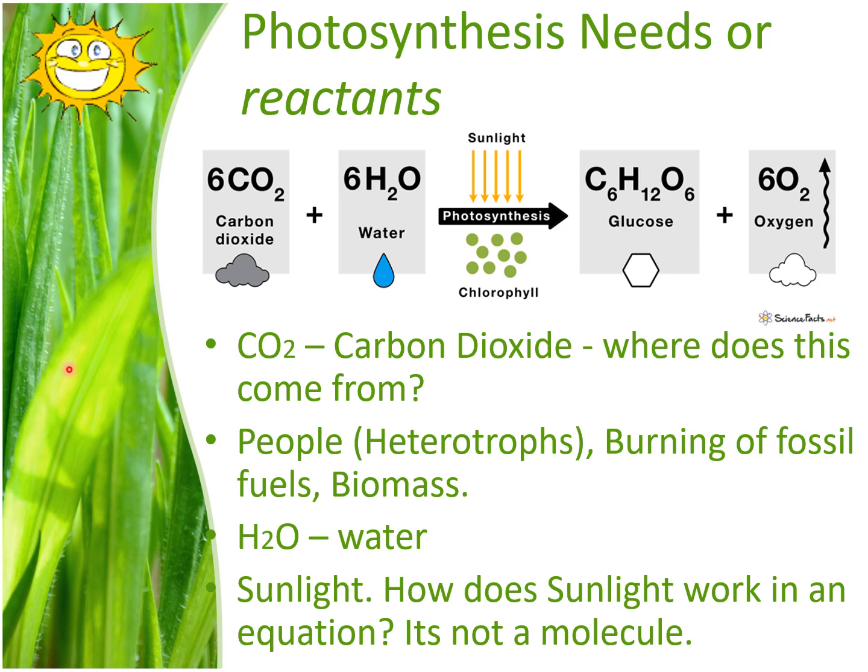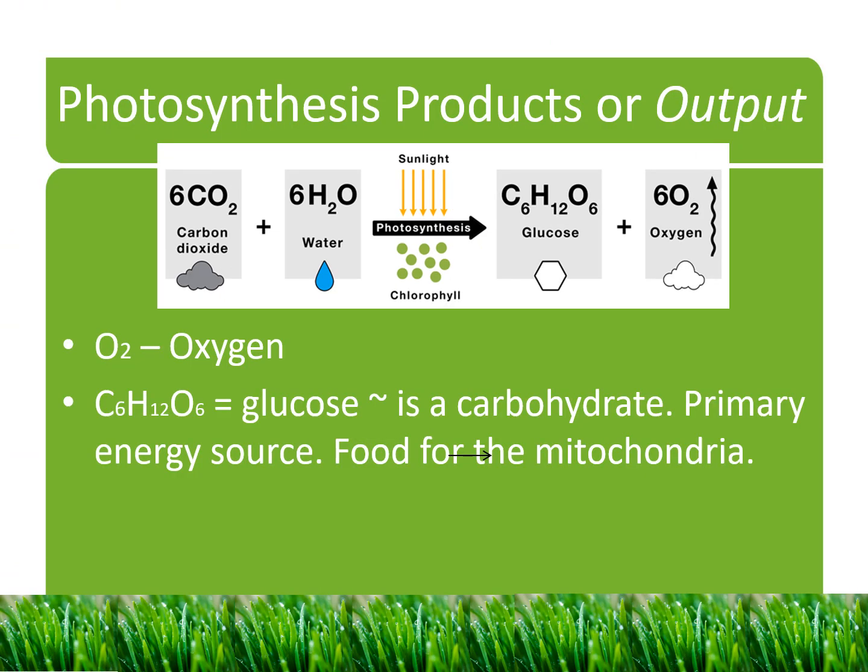The CO2 is going to be coming from heterotrophs, when people breathe it out, or animals are breathing it out through their process of metabolism. It can also be coming from the burning of fossil fuels and biomass. H2O is the water, and sunlight is not a molecule, but it also works as energy, so it needs to be included in the equation. The products or outputs are just going to be oxygen and the glucose. This is going to be the primary food source, and this is going to be the food for the mitochondria.